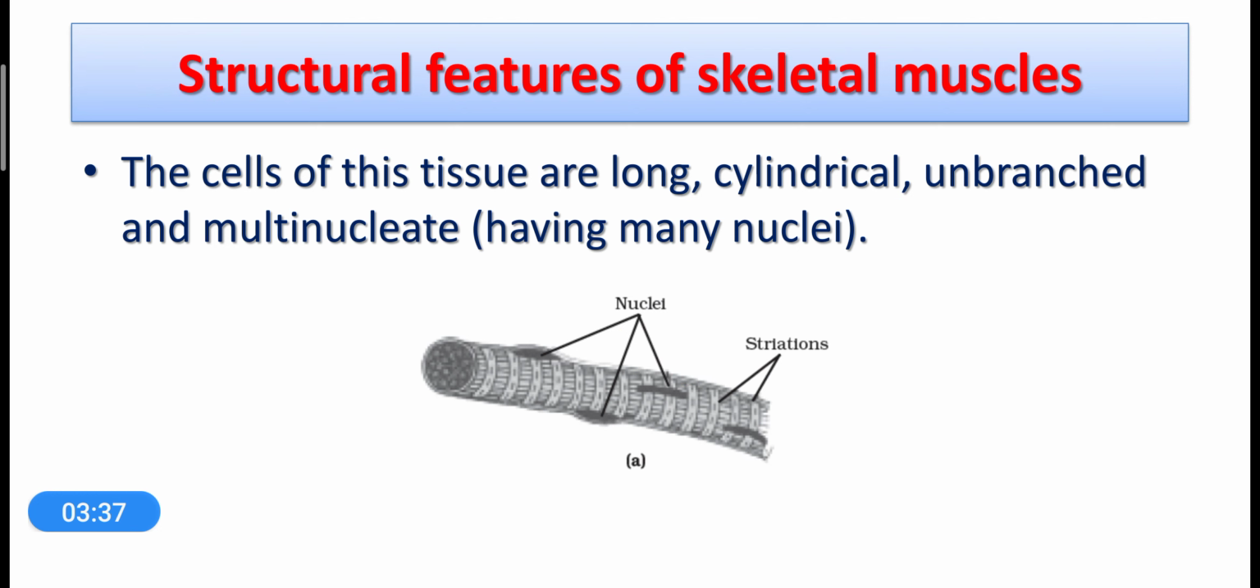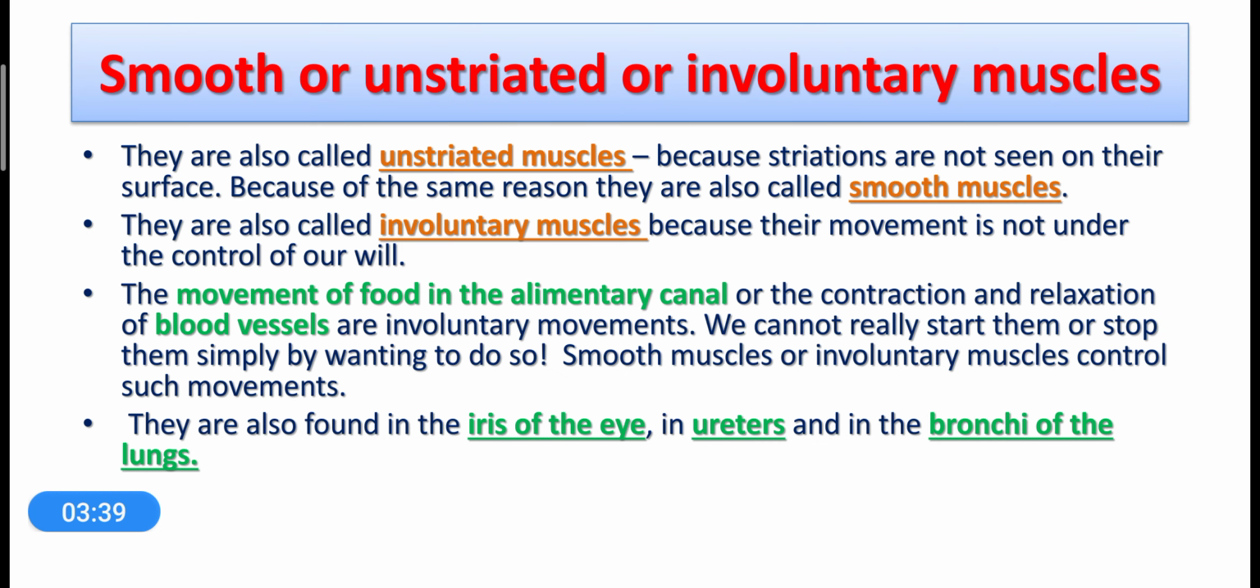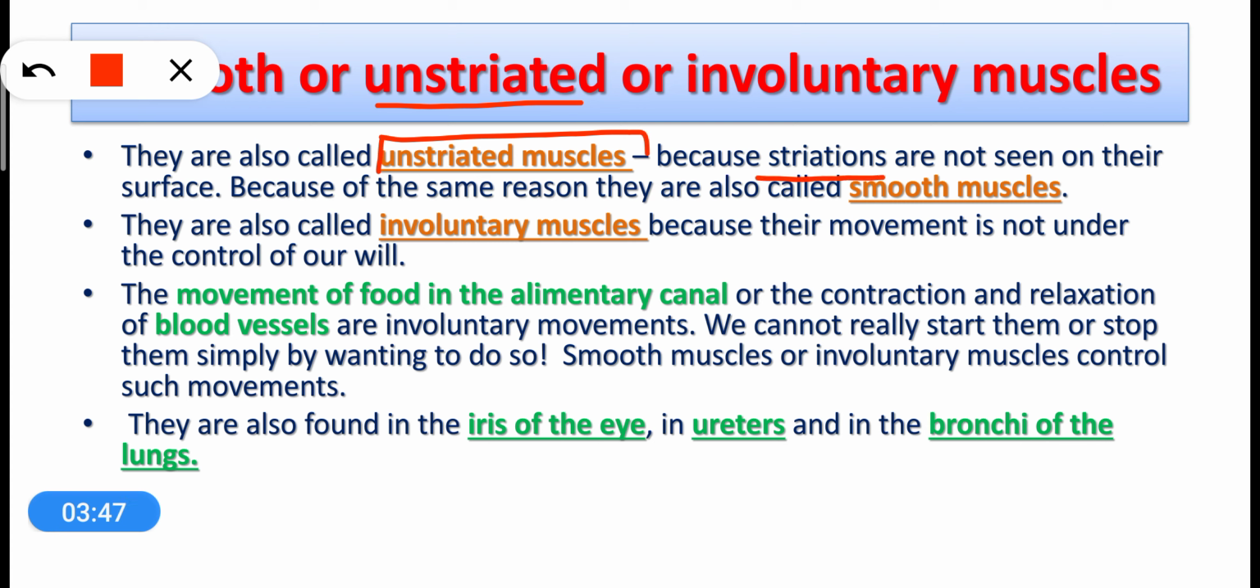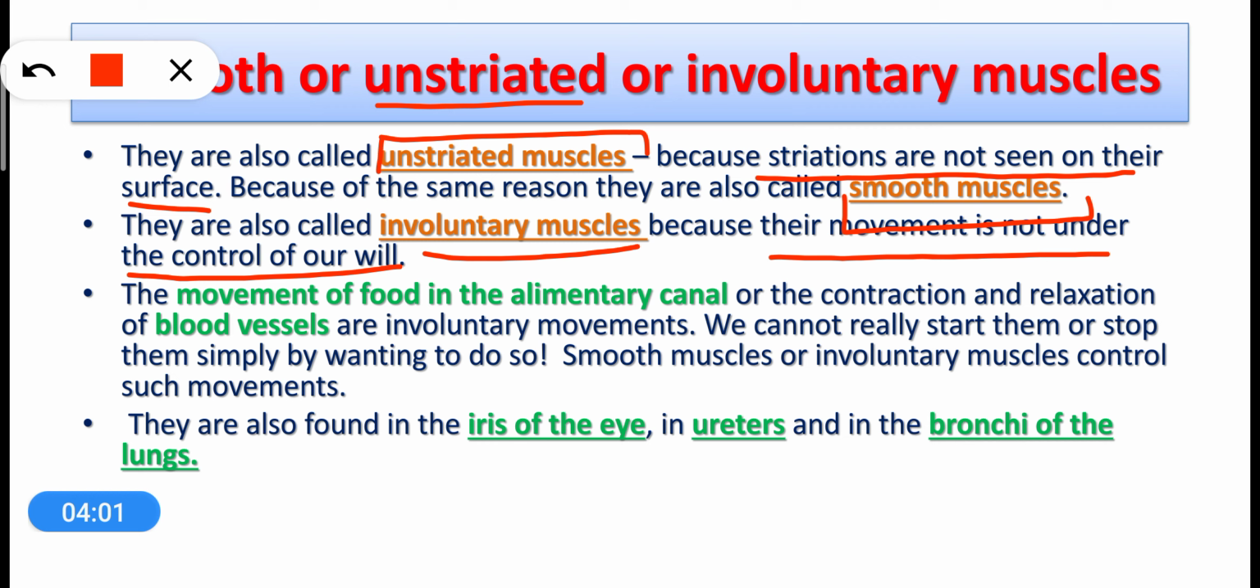All right, now let's move on to the next category of muscles, that is smooth or unstriated muscles. So dear students, these are called unstriated muscles because striations are not seen on their surface. Because of the same reason, they are also called smooth muscles because they are not striated. Now they are called involuntary muscles because their movement is not under the control of our will, means we cannot initiate or stop their movement.